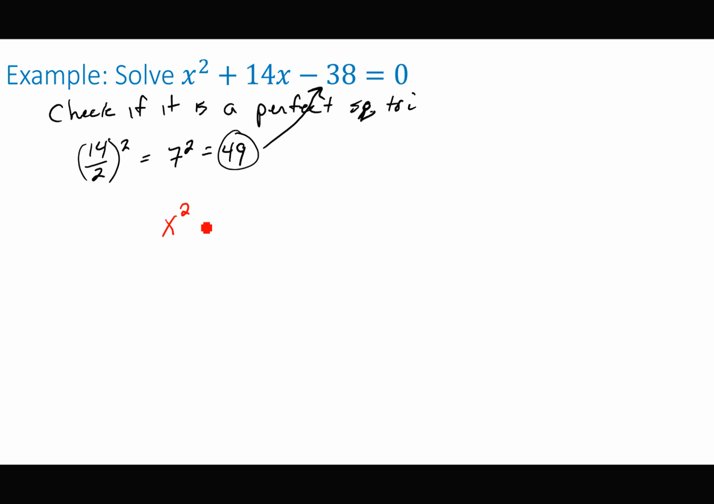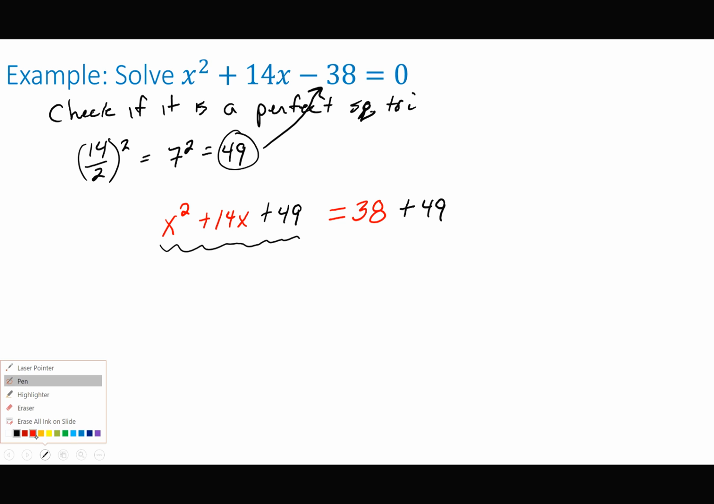So x squared plus 14x, this 38, I'm going to move to the other side. In order to get it to the other side, I had to add 38, so it becomes a positive 38. This 49 now goes right here. So this is a perfect square trinomial. We've created a perfect square trinomial. But because I added 49 on the left, I also have to add 49 on the right. Okay, I've got to keep things balanced. If I add 5 pounds to my scale on the left, I have to add 5 pounds to my scale on the right to keep it balanced.